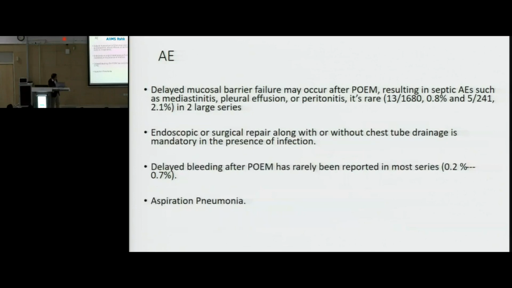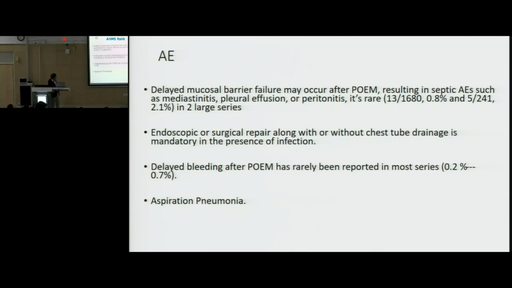Then there are other adverse events, like delayed mucosal barrier failure, which may occur after POEM, as I said, the mucosal flap valve, sometimes there can be perforation. Endoscopic or surgical repair with or without chest tube drainage is mandatory if there is an infection in the mediastinum. Because if that flap valve mechanism is lost, if there is mucosal barrier failure, then usually there is a chance that the mediastinum might get infected.